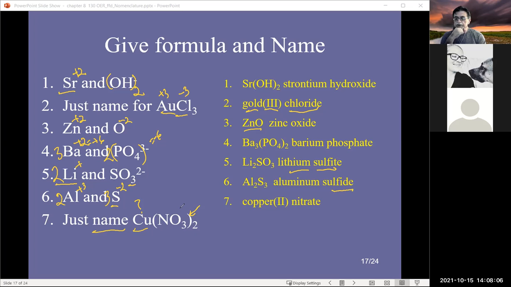Furthermore, each one has got a -1 charge, but there's 2 of them. So I got a total of -2. That implies that copper has to be a +2, because I got a -2 for the nitrates. You got 2 nitrates. Therefore, the name of the species is copper(II) nitrate.